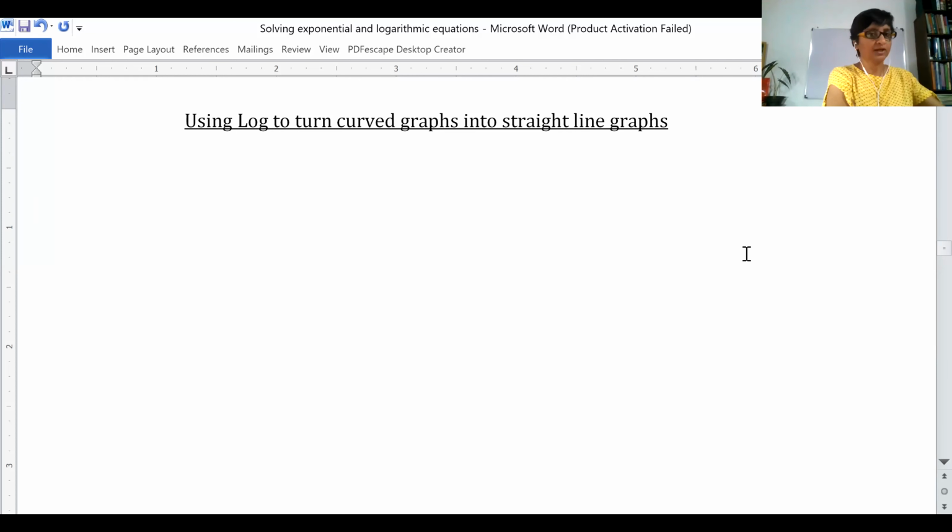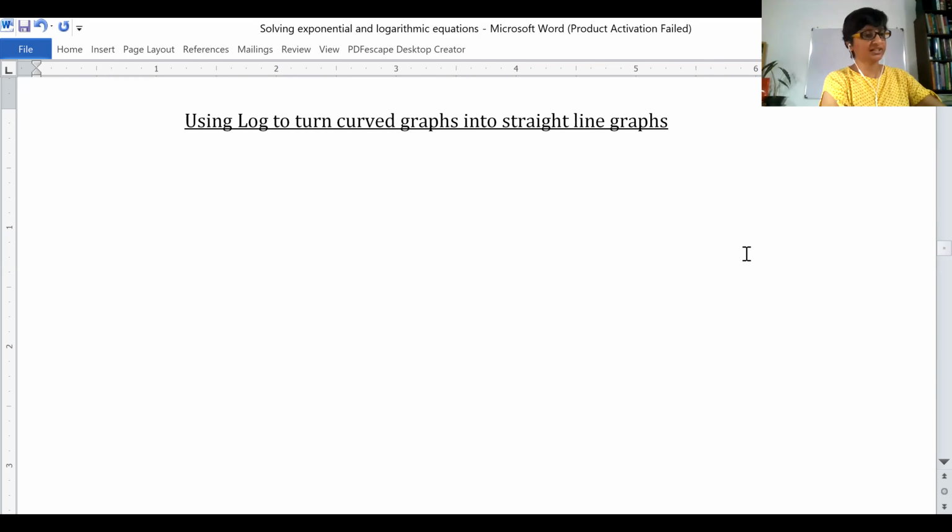Now, using log to turn curved graphs into straight line graphs. That sounds like magic. You're turning something into something else using log. You wave the wand, the log wand, and turn a curved graph into a straight line graph. That's exactly what we are doing, something like that.